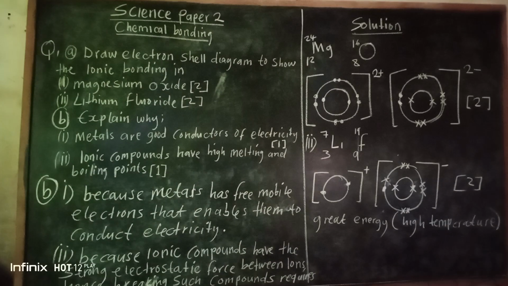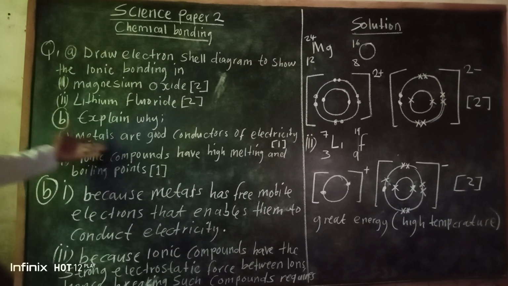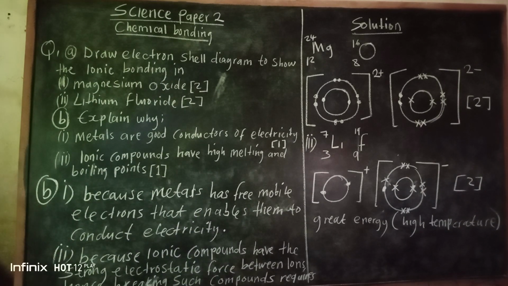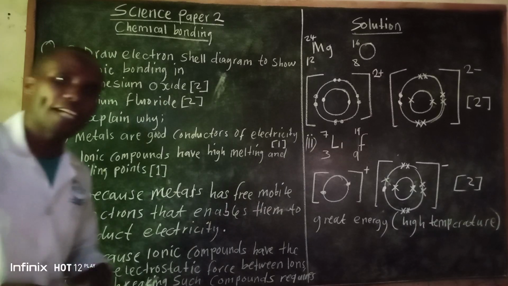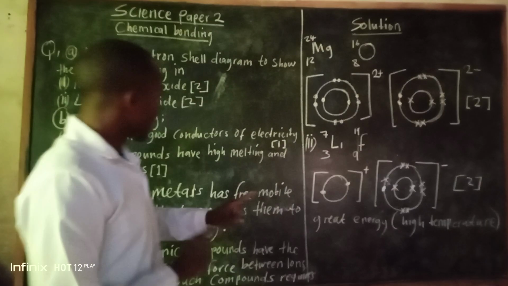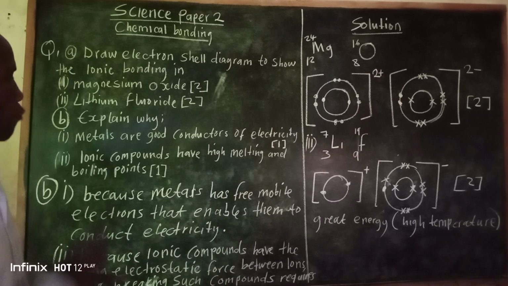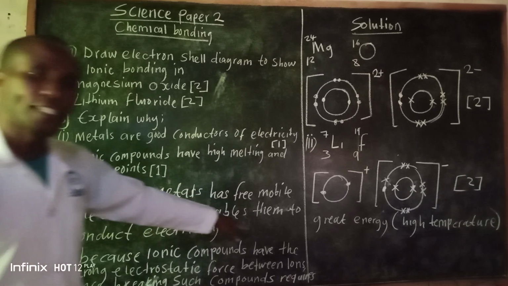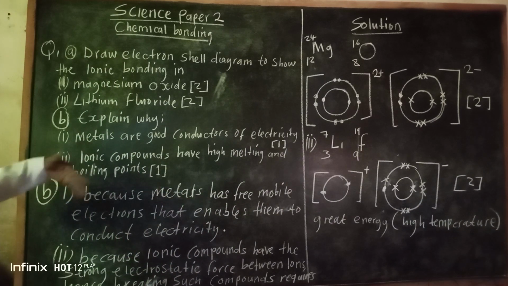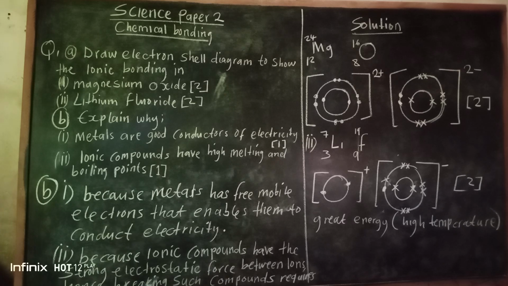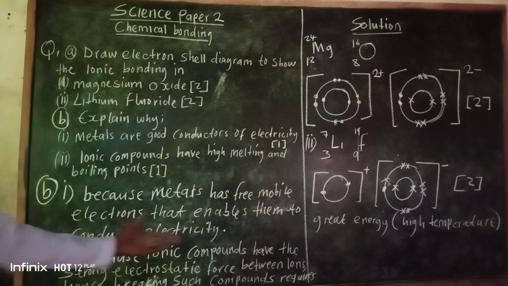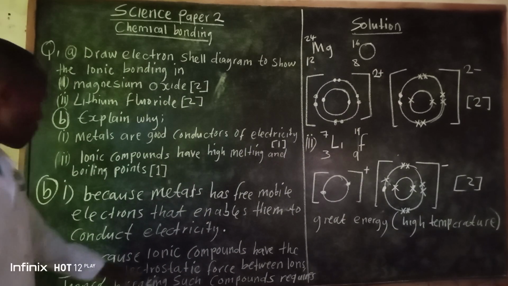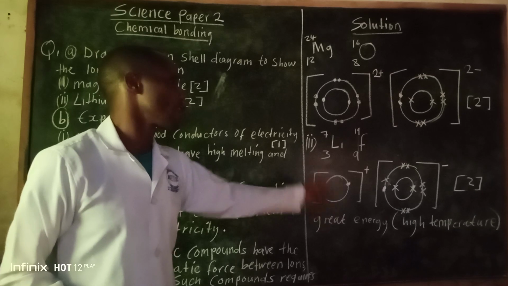Okay, so these are the reasons. Metals are good conductors of electricity because they have free mobile electrons that enable them to conduct electricity. The electrons found in metals are free. They move from one place to another. Therefore, they are able to conduct electricity. Then 2, because ionic compounds have the strong electrostatic force between ions. Hence, breaking such compounds requires great energy, high temperature.